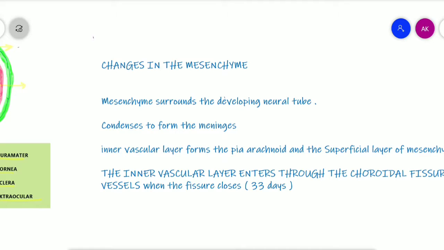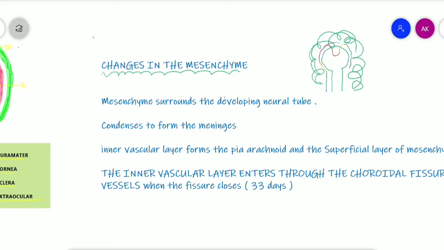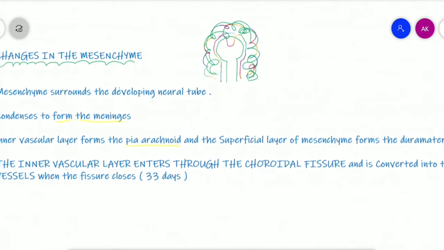As I have already told you, the developing neural tube is surrounded by the mesenchyme, and that mesenchyme is divided into two parts: the inner part, which is the deep vascular layer of the mesenchyme, and the outer part, which is the superficial fibrous layer of the mesenchyme. These are subsequently going to condense and form the meninges. The inner vascular layer is going to form the pia arachnoid and the superficial layer of the mesenchyme is going to form the dura mater.